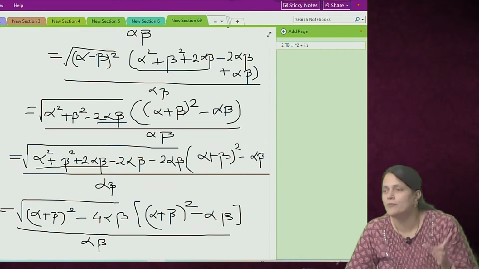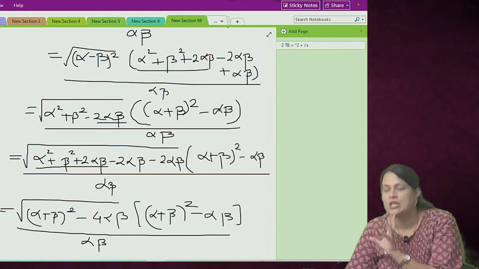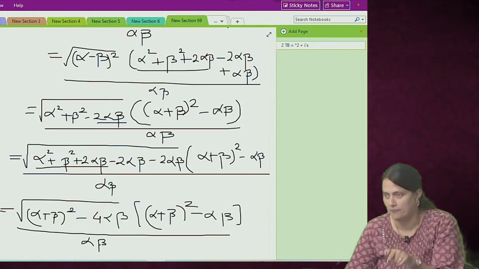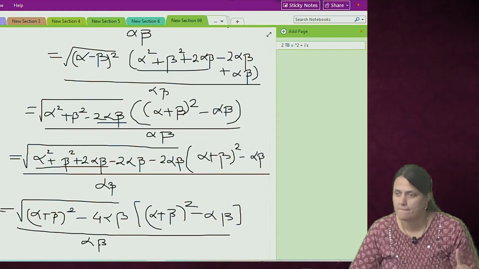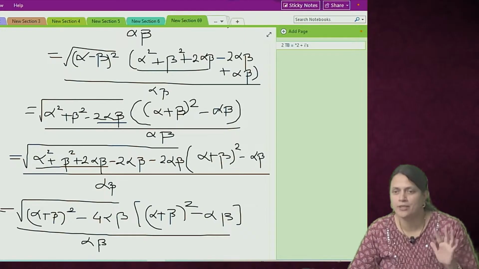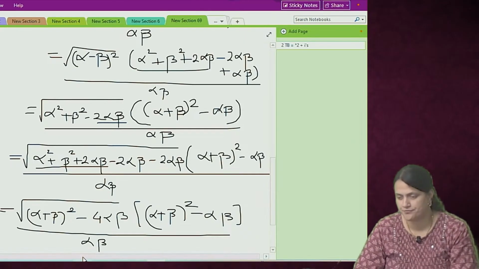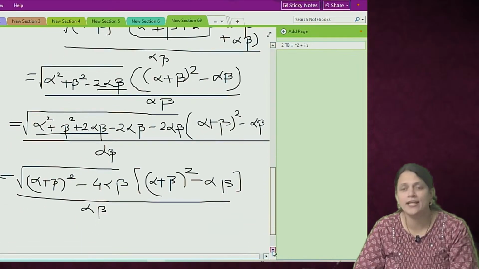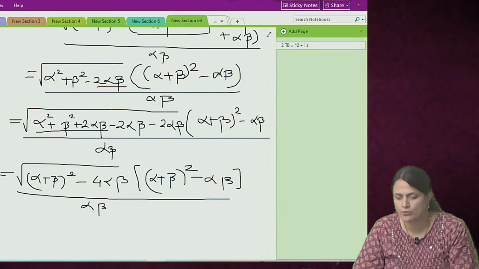Why have we done this? Because we have only two values, one is alpha plus beta, other is alpha beta. So in order to bring it in this form, so that we can directly substitute the values. Okay? Everybody has written up till here. Substitute the values and tell me what is the answer. You know alpha plus beta is 1 and alpha beta is minus 1. So substitute these values.